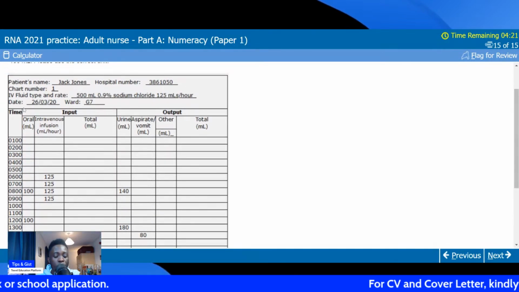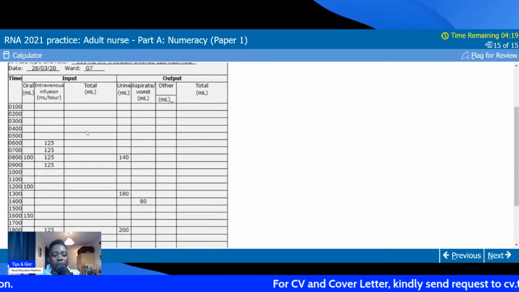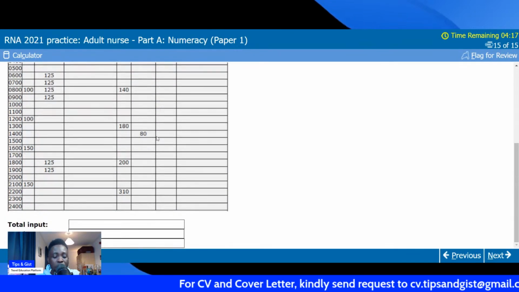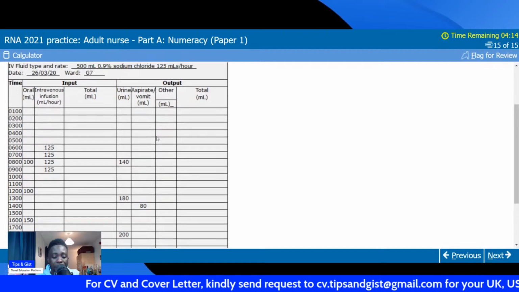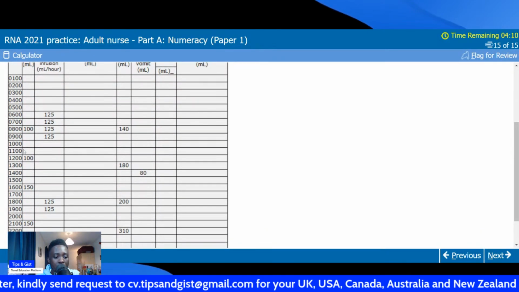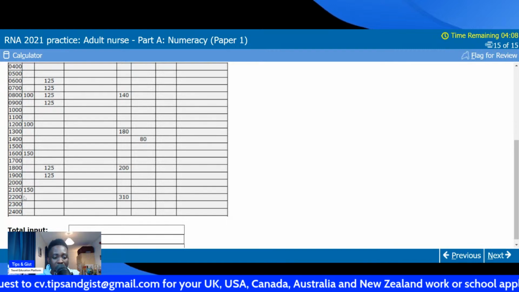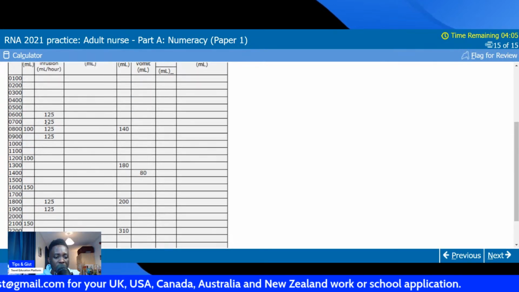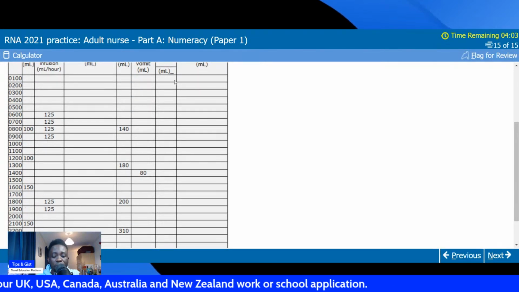So you are supposed to add the entire input, add the entire output, then you do your balance, right? So this is a balance sheet. So you forget everything written here and just go. So 100 plus 100 plus 150 plus 150 plus 125 plus 125 plus 125 plus 125, 125. So you just do it.